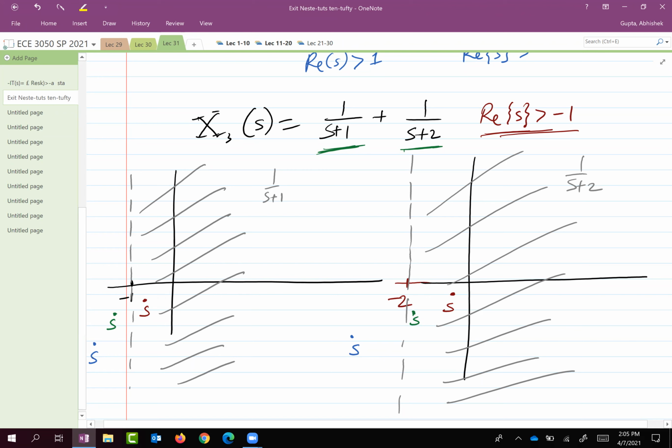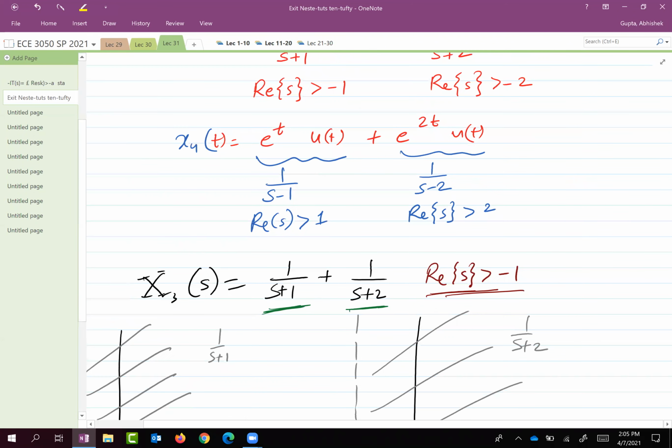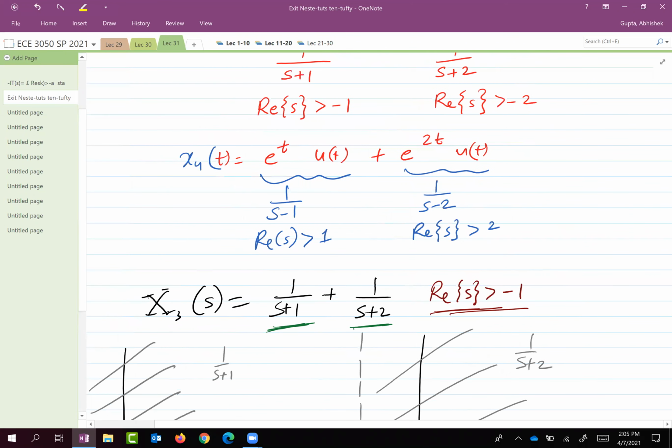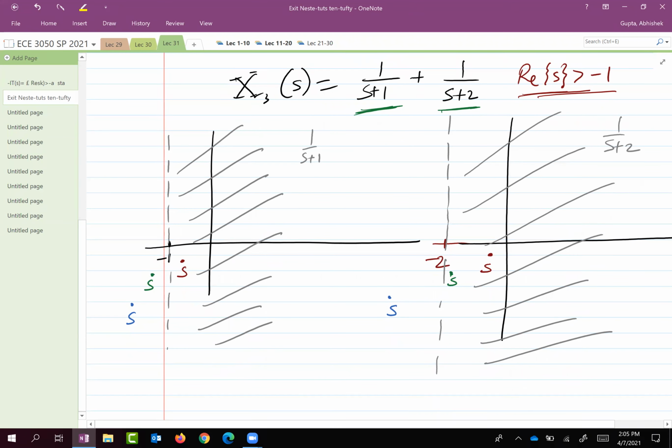So that's roughly the argument why, when you sum two signals, the Laplace transform will of course be the sum of individual Laplace transforms, but the region of convergence will be the intersection of the two regions of convergence. Any question on this concept?